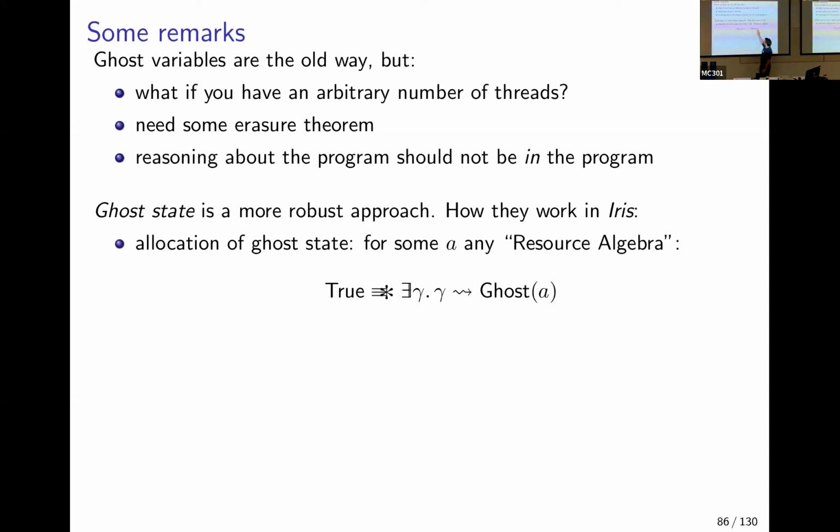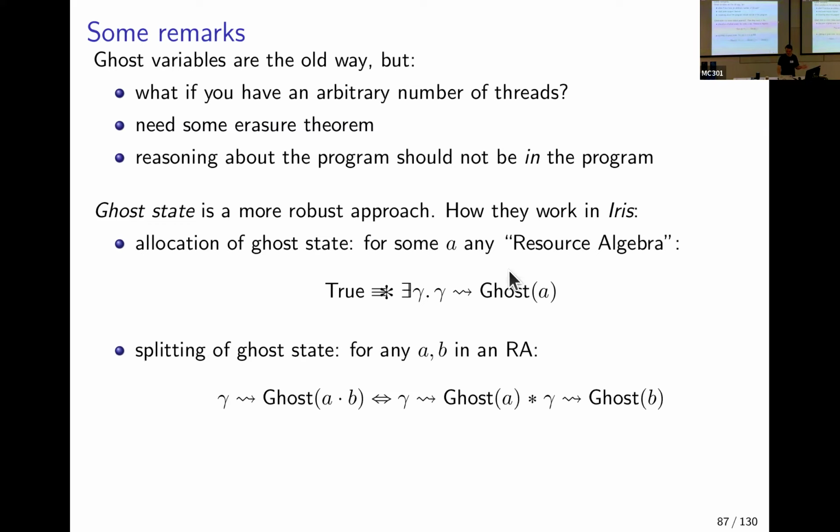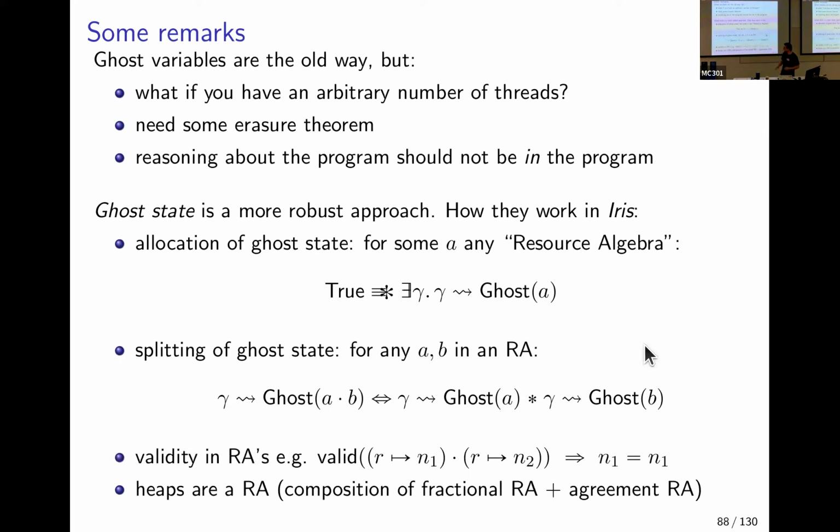Gamma points to ghost of A. This doesn't say anything about the real memory, but it says something about some ghost memory, the ghost resources basically. If you have a resource algebra, you have a bunch of axioms when you define a resource algebra, but the most interesting part is that you can combine two ghosts. So if gamma points to ghost of A dot B, then you can split it into A and B.